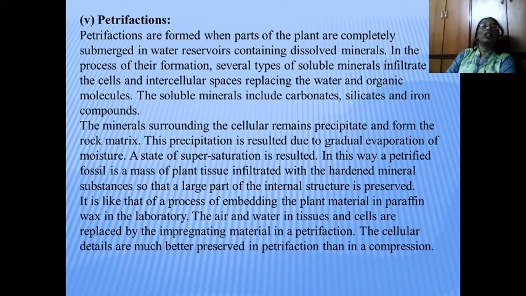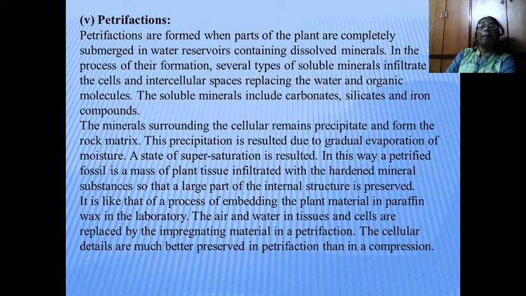Next one, petrification. Petrifactions are formed when parts of the plant are completely submerged in water reservoirs containing dissolved minerals. In the process of their formation, several types of soluble minerals infiltrate the cells and intercellular spaces, replacing the water and organic molecules. These soluble minerals include carbonates, silicates, and iron compounds. The minerals surrounding the cellular remains precipitate and form the rock matrix. This precipitation is resulted due to gradual evaporation of moisture. A state of supersaturation is resulted.